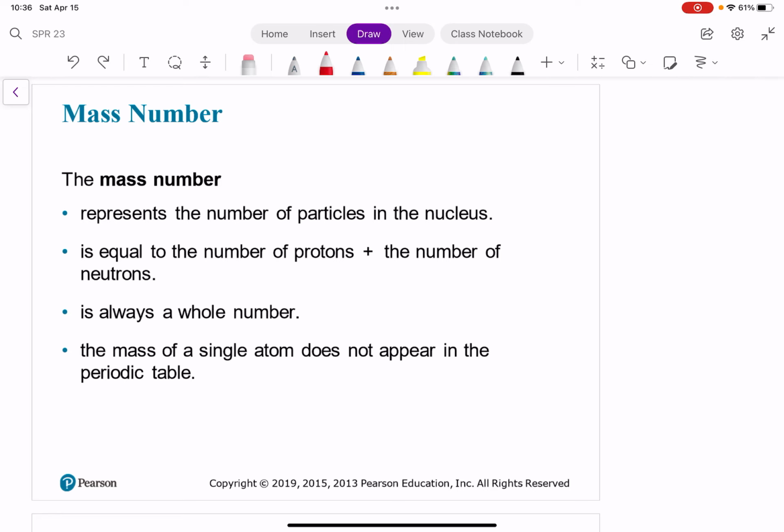So the mass number is equal to the number of protons plus the number of neutrons. It's always a whole number, and the mass of a single atom does not appear in the periodic table. You will see another number under your symbols on the periodic table, and we'll talk about what that number is in the future. It's called the average atomic mass. That's different. The mass number is the number of protons and number of neutrons added together. The average atomic mass is something different.